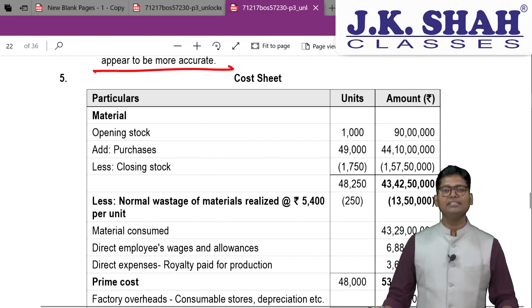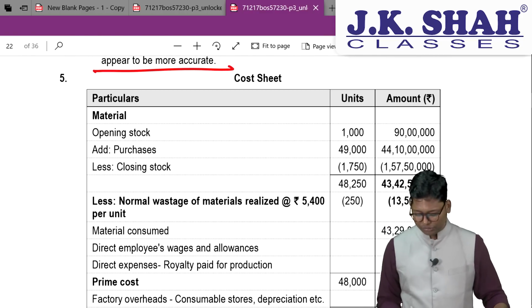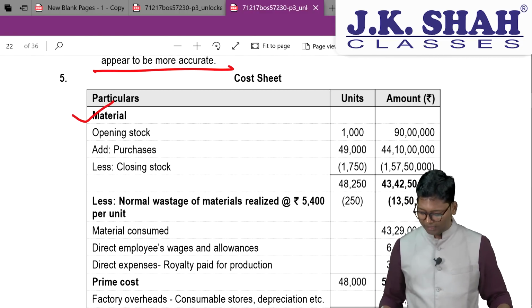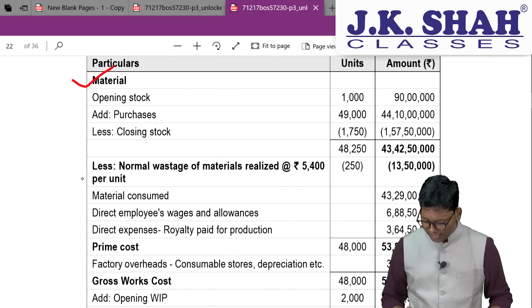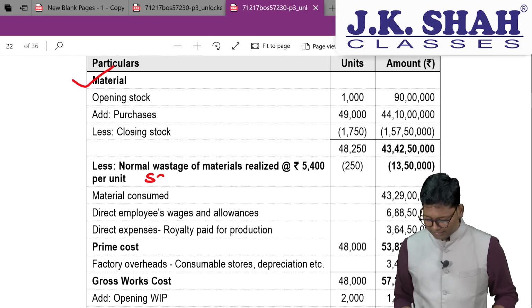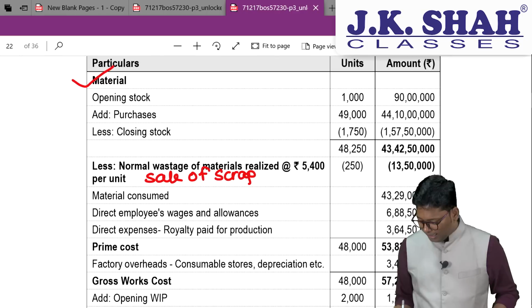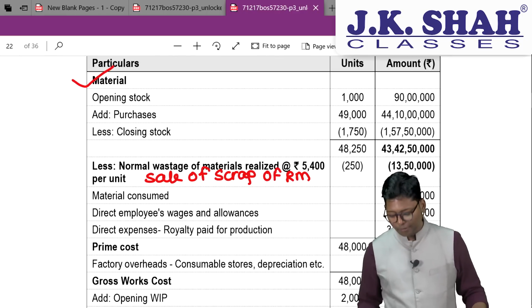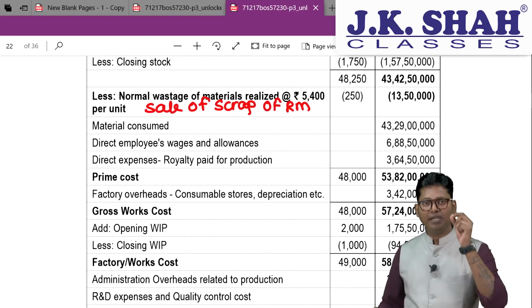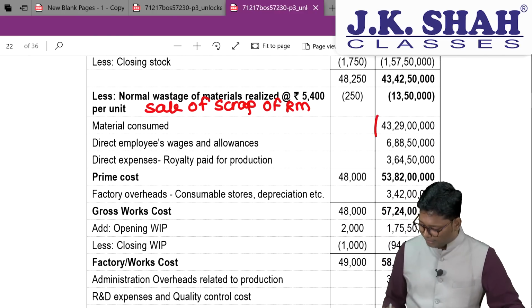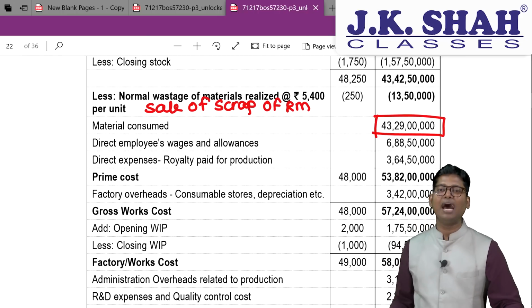See, the given suggested answer itself says that first you should record material. Entire material thing is recorded. Opening stock add purchases less closing stock. And from that, they have deducted the sale of scrap of raw material also. Sale of scrap of raw material quantity along with amount per unit is given. When you multiply this, you are going to get the total. Systematically, you need to calculate the subtotal, which is your RMC.